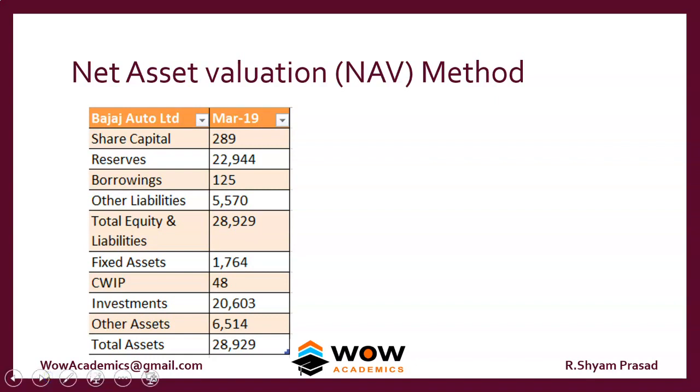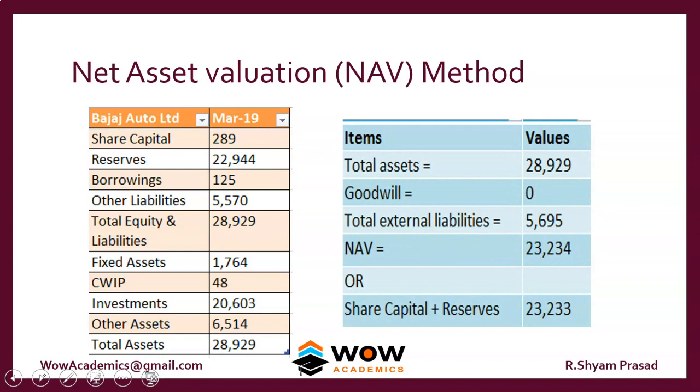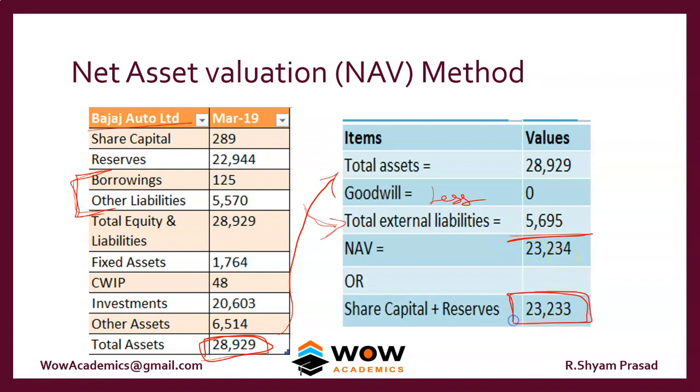So we look at an example. This is an example of Bajaj Auto. Take the total assets of the company, which is 2,928,929. Then we have to check the goodwill and deduct it. Goodwill is not in this table, so we'll take it as 0. Total external liabilities come as here. When you reduce both, you get your NAV, 223,4. You can also get the same number by adding share capital and reserves. If you just take these two numbers and add, you will get the same answer. So that's how this method works.